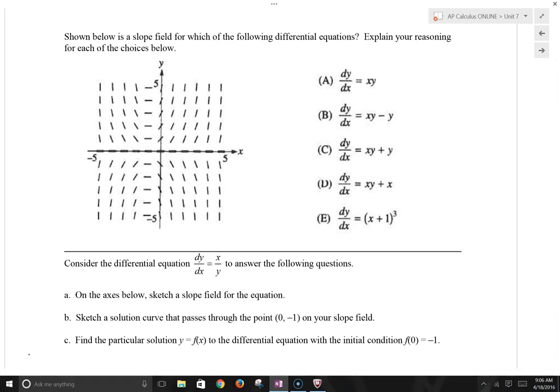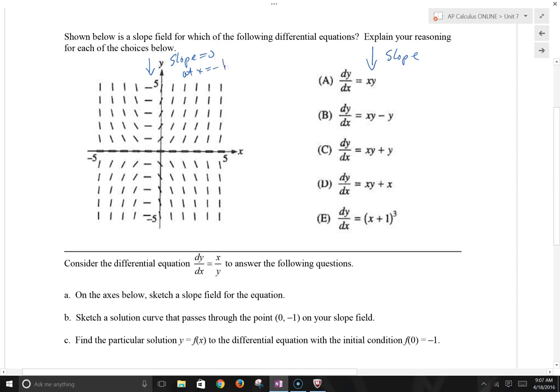Alright, so this looks like a question right off the AP test. We're given the slope field, and we need to determine which of the following differential equations matches up with this. And we're going to talk about explaining our reasoning. Obviously, this is multiple choice. So when I see all of these slopes at all of these points, we know the slope has to be equal to 0 at x equals negative 1.